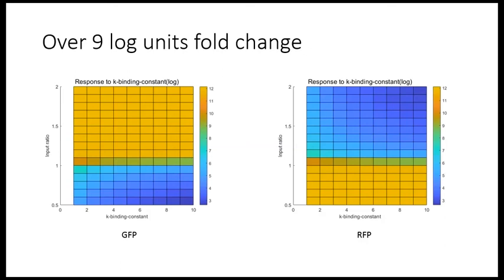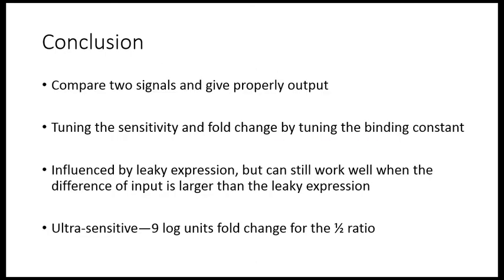And the results also indicate that our system is an ultra-sensitive system, and we can give a high response to even very small differences. So in conclusion, our system can compare two signals and give appropriate output. And by tuning the binding constant, we can tune the sensitivity and fold change. Our system will be influenced by the leaky expression because it's very sensitive, but it can still work very well when the differences between inputs are larger than that of leaky expression. Most importantly, it's very sensitive and gives a very high response to even 1/2 ratio differences. That's all. Thank you.